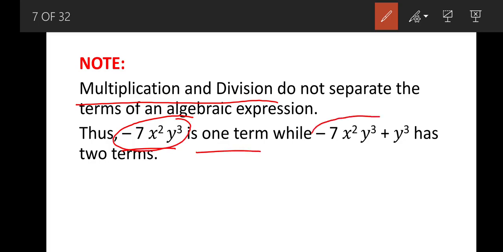Whereas plus or minus signs separate the terms. So, minus 7x square y cube plus y cube has two terms. This is your first term, and after the plus or minus sign, another term will start. So, this will be your second term. So, there are two terms in this expression. This is an expression because it is connected by a plus sign, and it is a combination or collection of constants and literals.